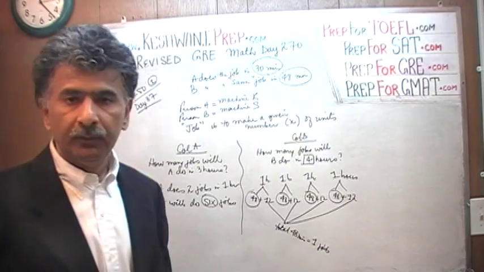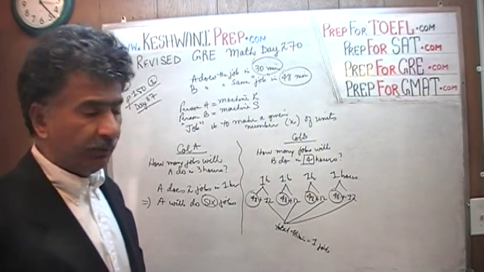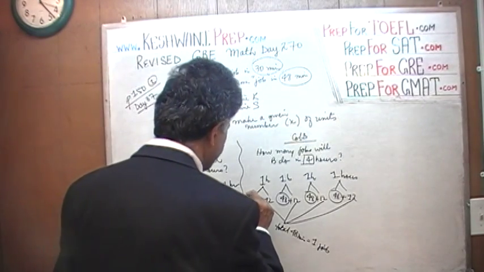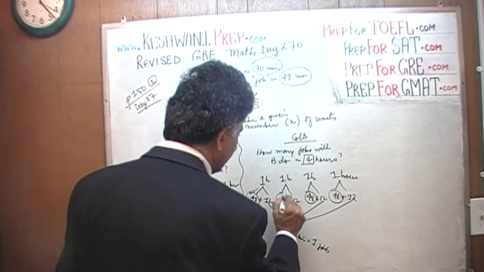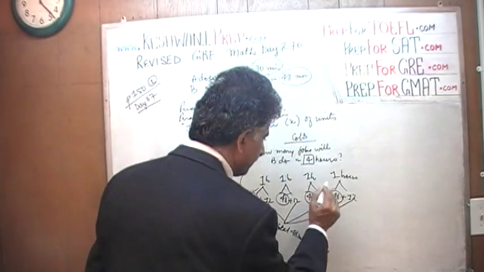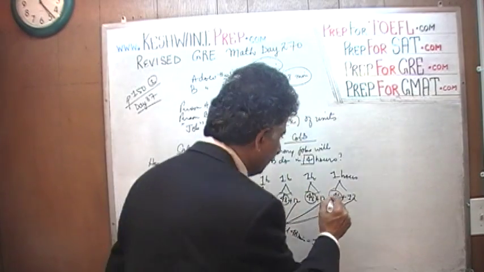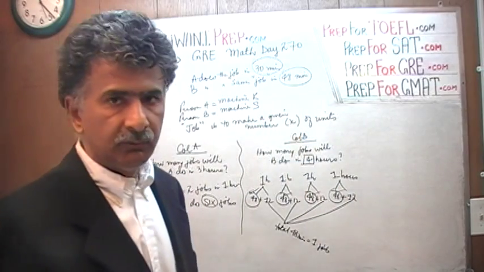That's it, we're done. So how many jobs will this guy do in 4 hours? The answer is 5. He will do one job here, one. He will do another job in this 48 minutes. He will do another job in the third 48 minutes. He will do a 4th job in the 4th 48 minutes.